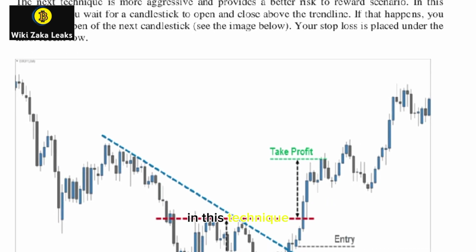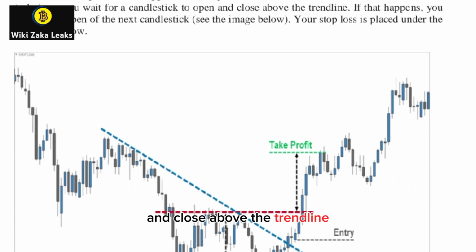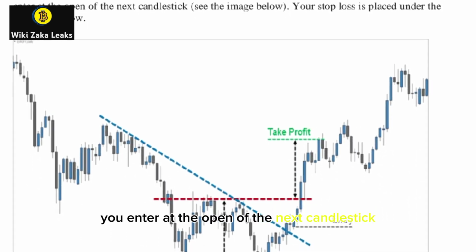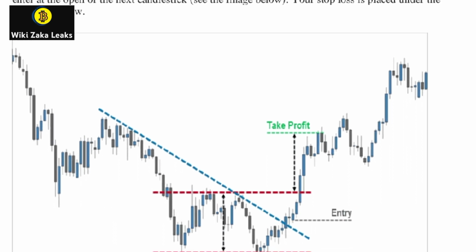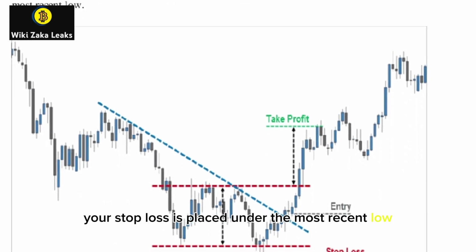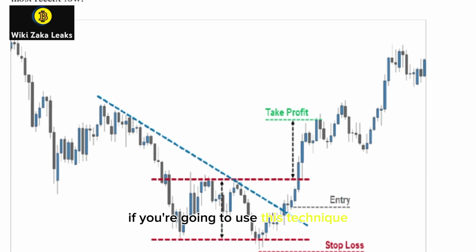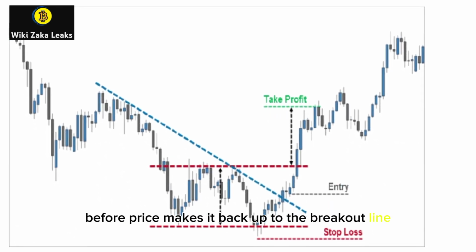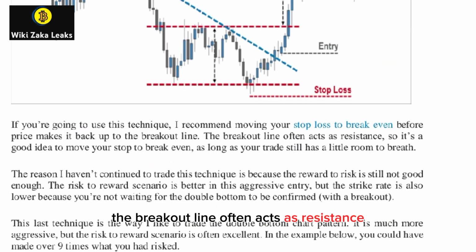In this technique, you wait for a candlestick to open and close above the trend line. If that happens, you enter at the open of the next candlestick. See the image below. Your stop loss is placed under the most recent low. If you're going to use this technique, I recommend moving your stop loss to break even before price makes it back up to the breakout line. The breakout line often acts as resistance, so it's a good idea to move your stop to break even, as long as your trade still has a little room to breathe.